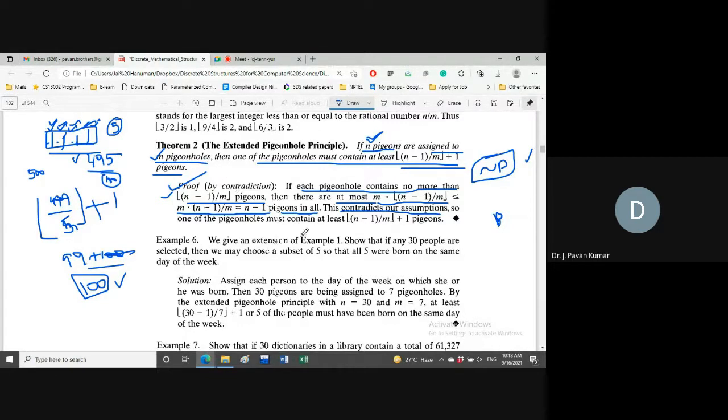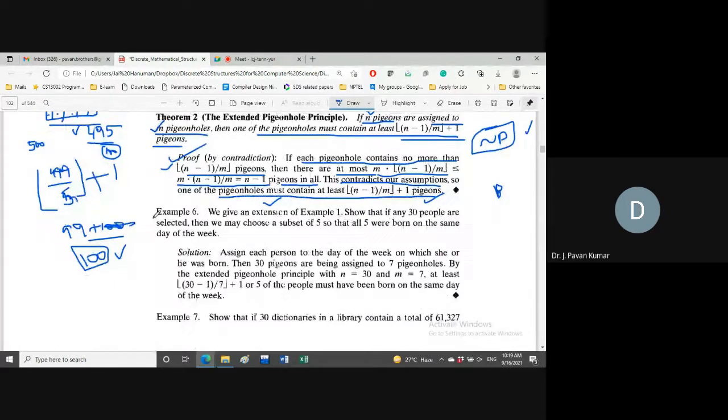This is a contradiction. Now what we can consider is that the negation of P is true. What is P actually? No pigeonhole contains more than these many pigeons. That is false. So what is true? At least one pigeonhole contains at least these many pigeons. This is the claim. Understand? This is the proof.